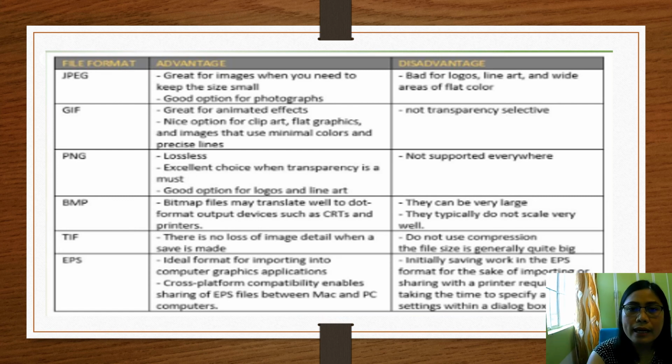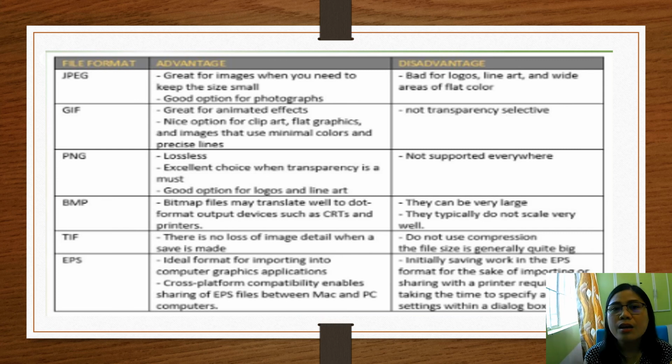na supported ng GIF. Next is yung tinatawag natin na BMP or yung bitmap image file. So, it is a format developed by Microsoft for Windows. So, there is no compression or information loss with BMP files, which allows images to have very high quality. Yun nga lang, large din yung file size niya. So, yun yung naman ng BMP.